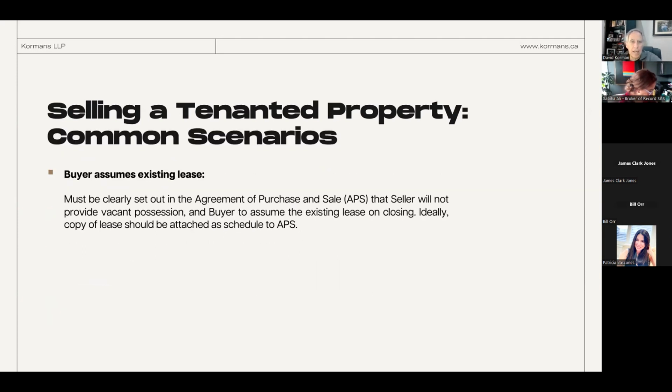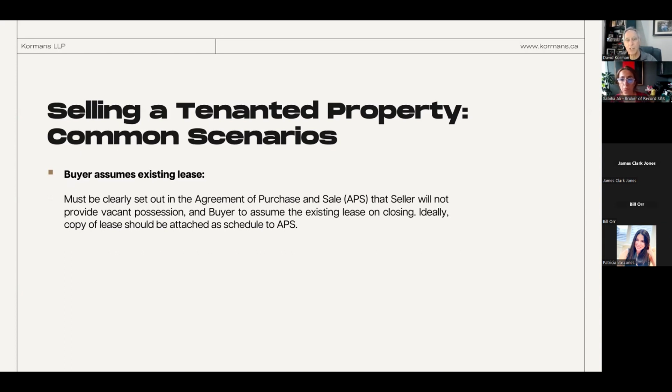Now, we're selling a tenanted property. Let's just go through some scenarios. One is that you're selling it and the buyer is going to assume the existing lease. If that's the intention of the seller, make sure it's clearly described that way in the agreement of purchase and sale, that the seller is not going to be providing vacant possession. Okay, the standard printed form agreement of purchase and sale says that vacant possession will be provided on closing unless it's otherwise specified somewhere in the agreement of purchase and sale.